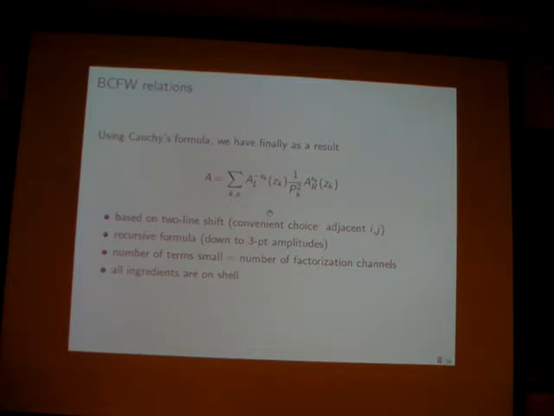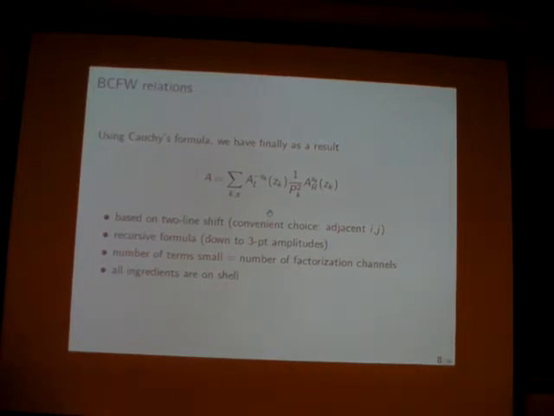It's based on the Cauchy formula, using this two-line shift, and it's clear, if you look at that, it has to be a recursive formula, because on the left-hand side is the full amplitude, which should be somehow obtained via this sum from the lower-point amplitudes. So in principle, down to three-point amplitudes.